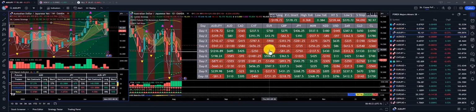Aussie dollar, Japanese yen on the weekly is below the dragon. We had a good FTM signal from last week to this week. However, commitment of traders are skewed and weighted towards the commercials. We also are below the dragon on the daily to end up the week.